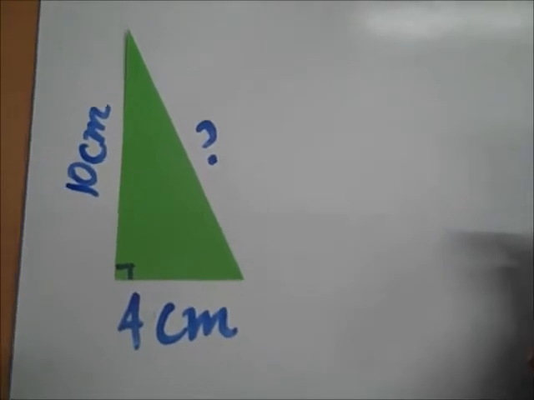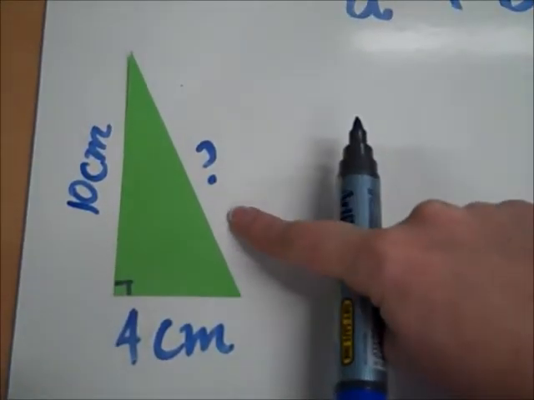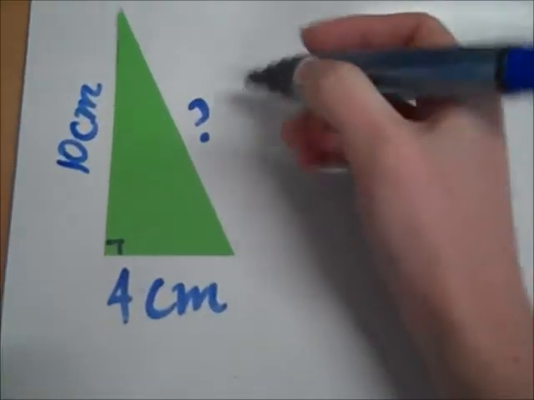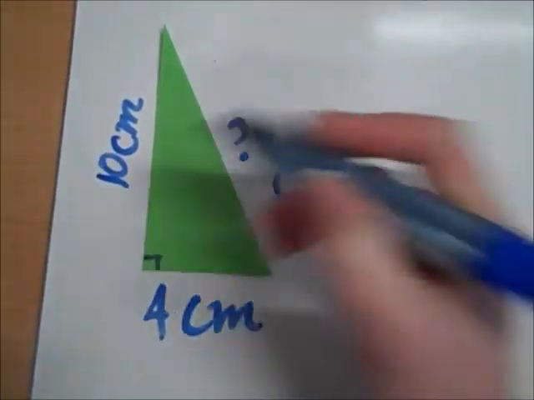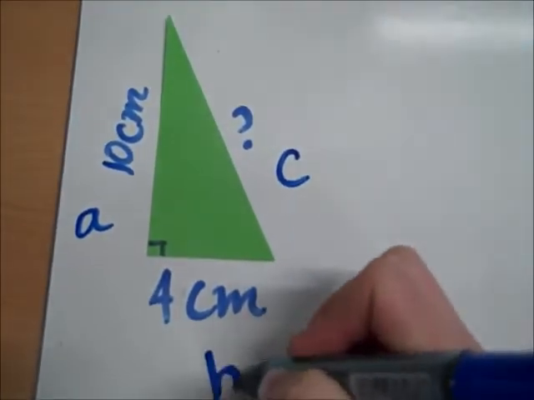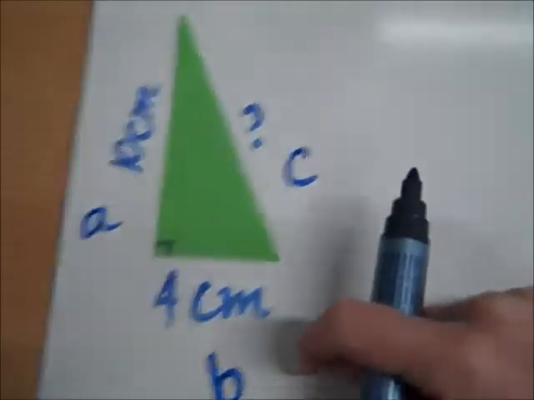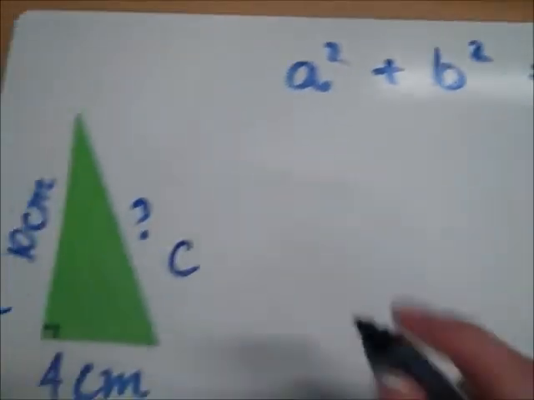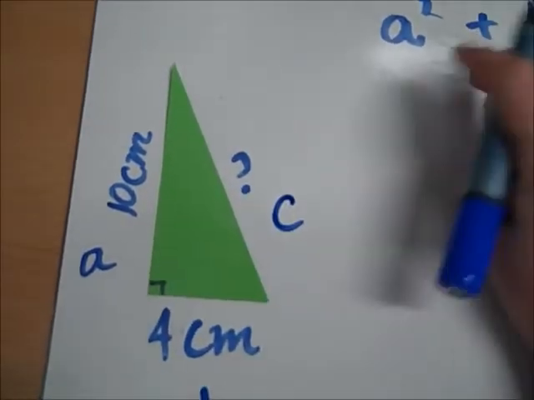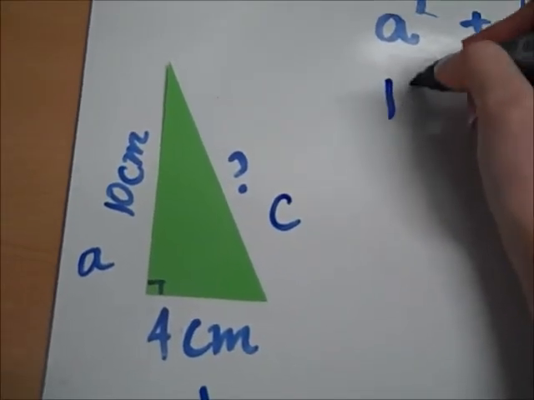So first of all, let's label each of the sides. We know that the longest side opposite the right angle is C, and the other two are A and B. Now let's take the values of each of those sides and substitute them into our equation. So A in this example is 10 centimetres, so let's write a 10 here.